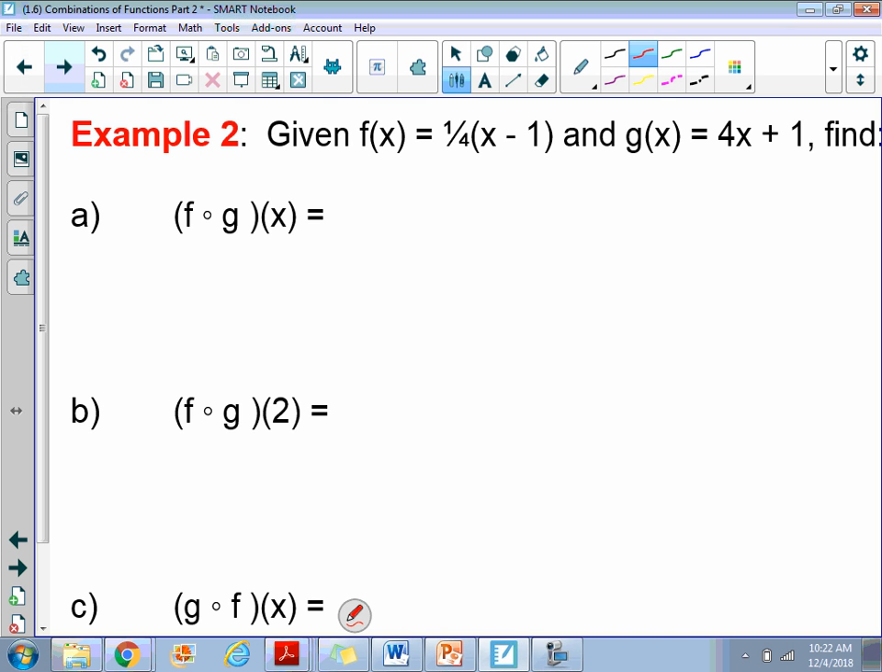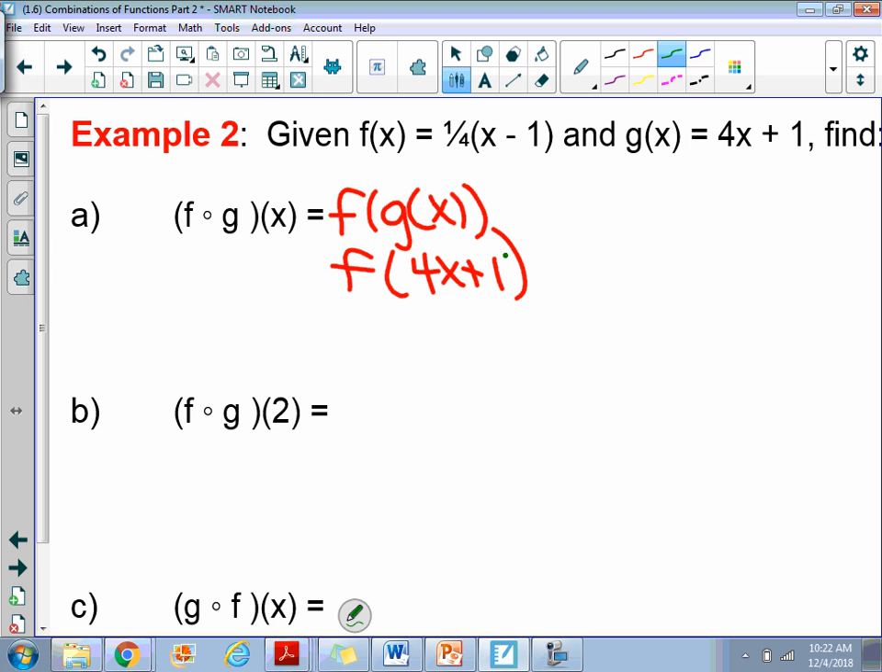Alright, I give you 2 different functions. Let's do this again: f of g of x. So I'm looking for f of 4x plus 1. This time I'm plugging in the 4x plus 1. So I'm going to take this and plug it right into here.